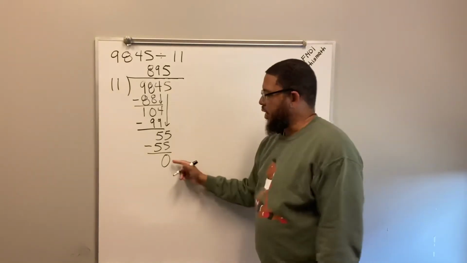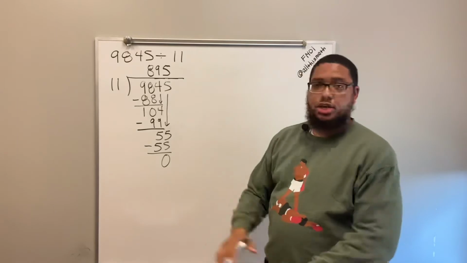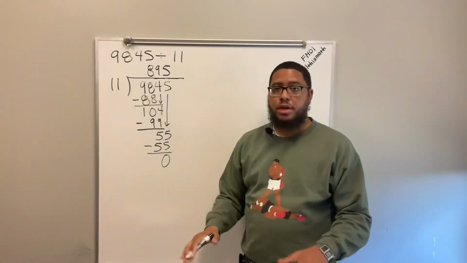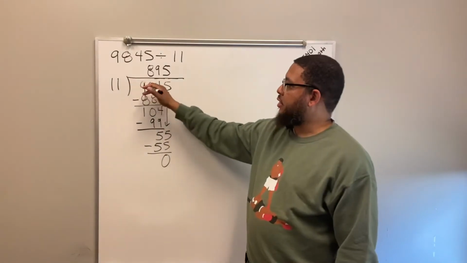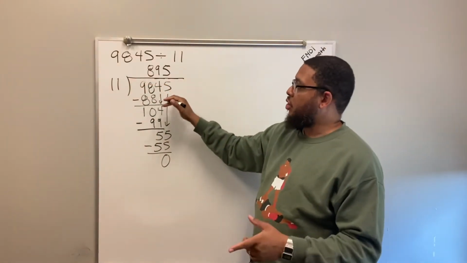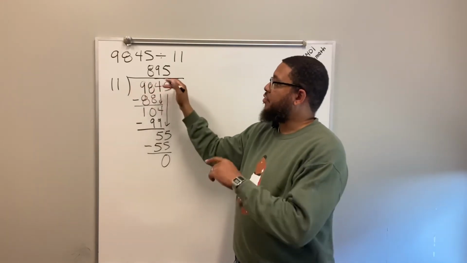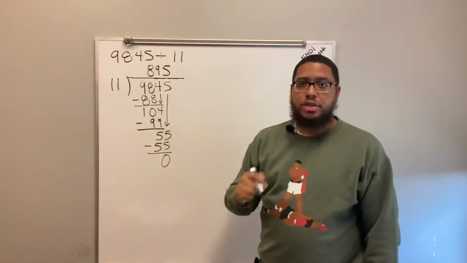Now, when you get a 0 down here, after all these digits are used up in the dividend, that means that there's no remainder. That means that 11 multiplies evenly into 9,845, or 9,845 is divisible by 11. All right. So this is my final answer, 895.